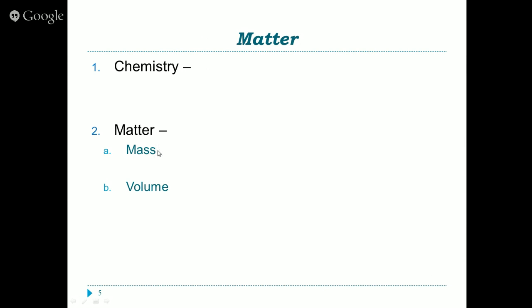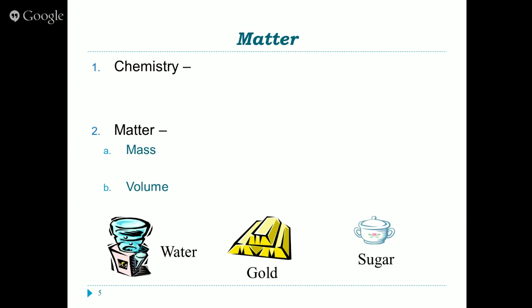Recall, mass is simply the amount of substance that exists in that object, and volume is the amount of space that object takes up. So we have to have some amount of substance and take up some amount of space. Therefore, everything around us is matter, whether it's water, a big chunk of gold, that would be nice, or a bowl of sugar, the air that we breathe, it is all matter.